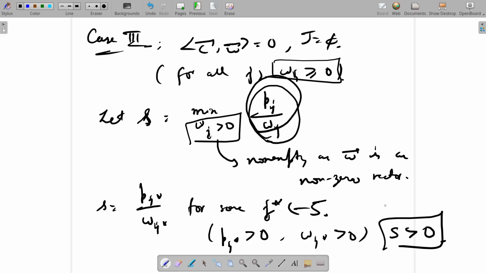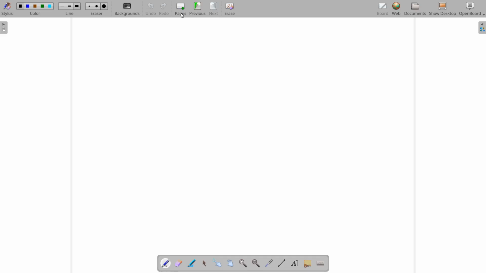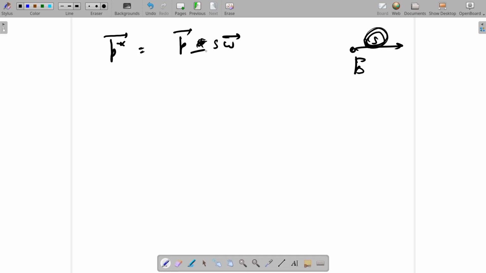Again, just as in case 2, we have concluded that S is strictly bigger than 0, because if S were 0, nothing interesting would happen. We are not really perturbing P by anything at all. So as in case 2, you just have to draw parallels to the strategy. The geometric strategy is: start at P, then you move, and you want to show that you are able to move in a certain direction and stay within the feasible region. So P plus S, sorry, in this case, P minus S times W.